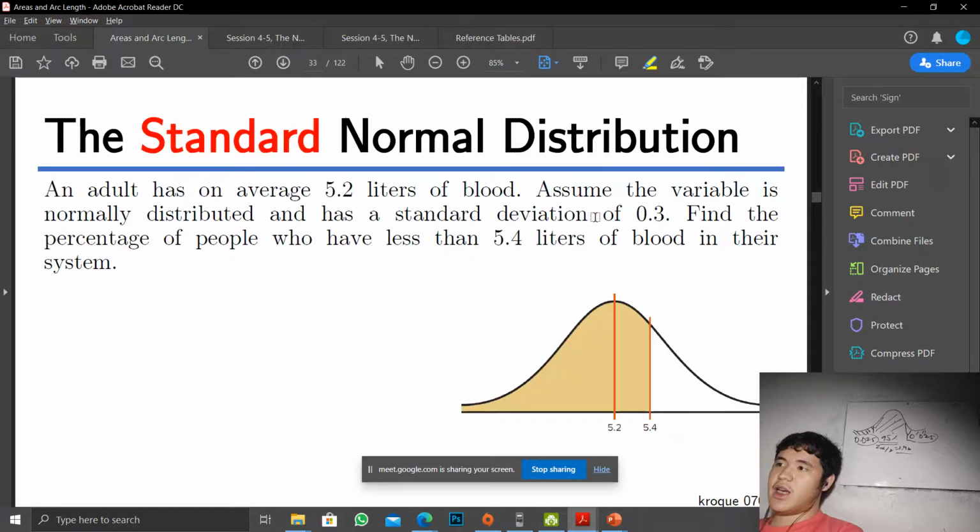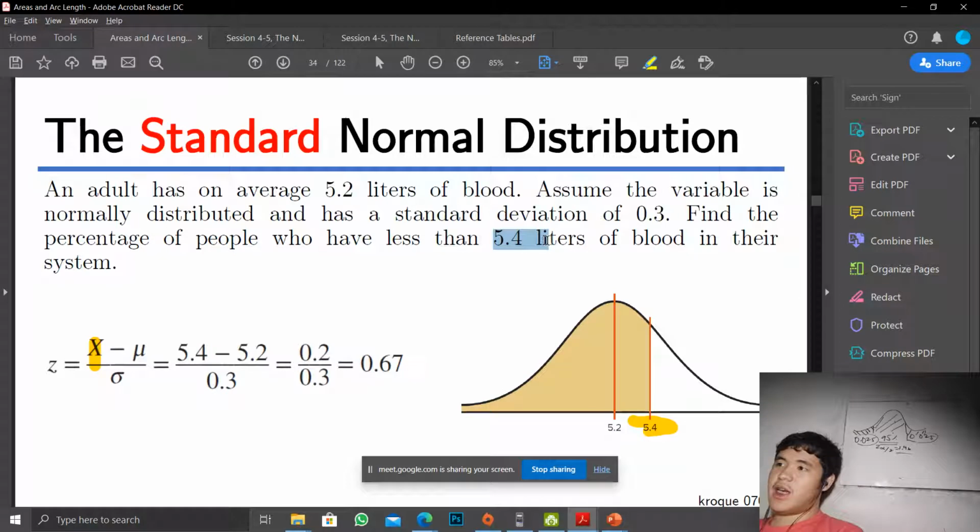Let's do the conventional method first. So yan, draw the figure para hindi kayo mahirapan. So we're asked for this area. Next, you would want to get the z-score of this value para madali nating makuha, or if you want to use the table, pwede nating makuha yung value agad. Then, substituting, x is 5.4, ito yon. Ito yung x, no? Yun yung x, or yung sample mean. Mu is the population mean, 5.2, and all over sigma, or population standard deviation, 0.3. So, 0.2 over 0.3, 0.67.